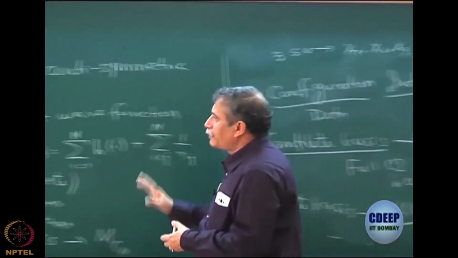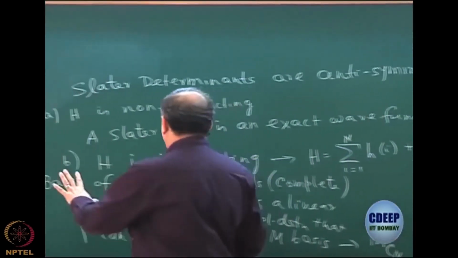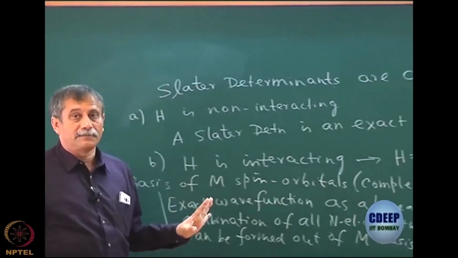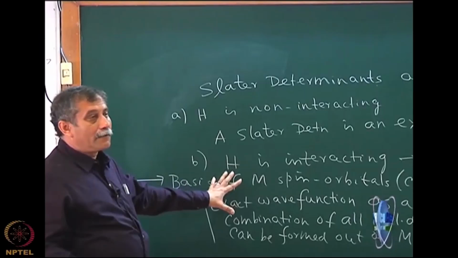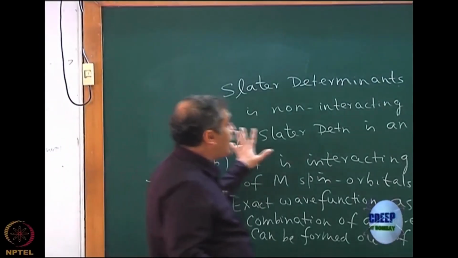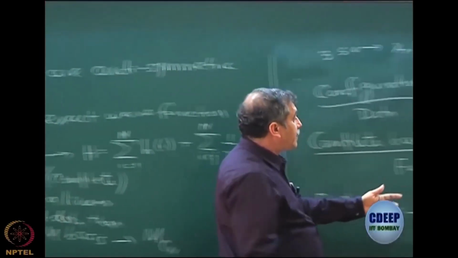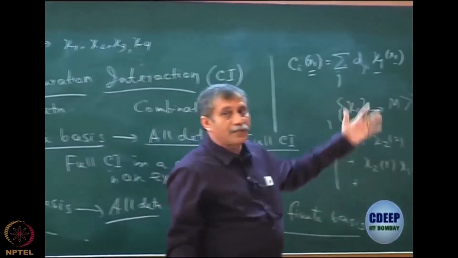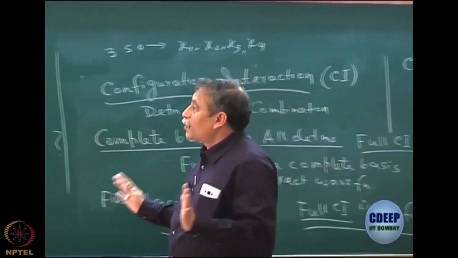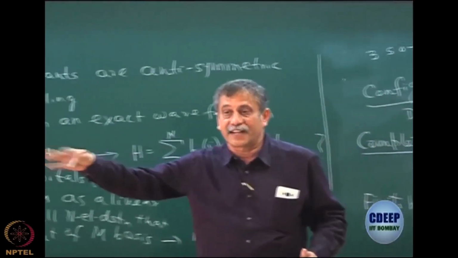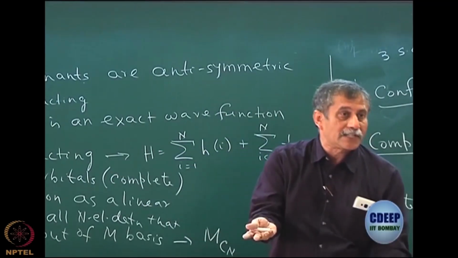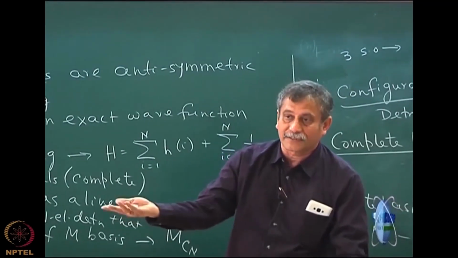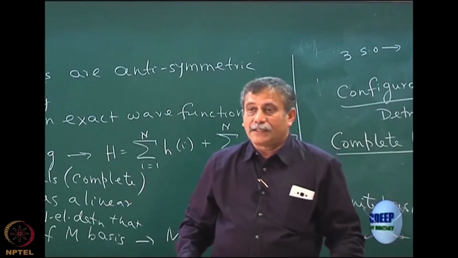I just thought I will tell you that a form of an exact wave function is possible for a non-interacting Hamiltonian. Of course, any one of these determinants is an exact function. The question is which is the ground state and which is an excited state. That is a different matter. Whichever has the lowest energy, that can also be seen from the energy of those orbitals. So, one can find out.